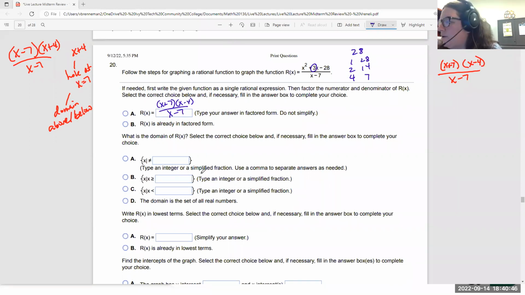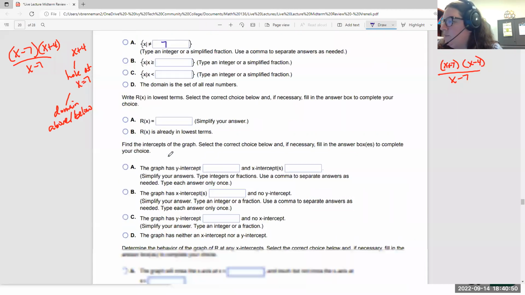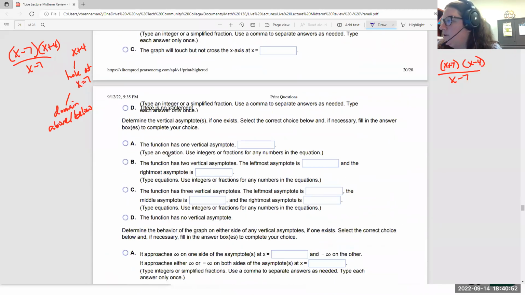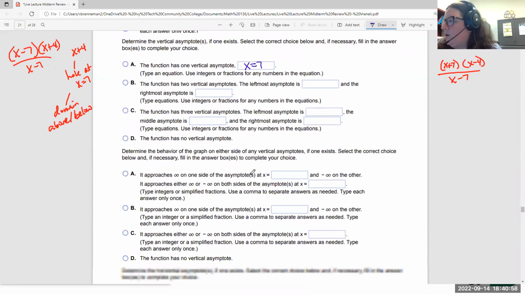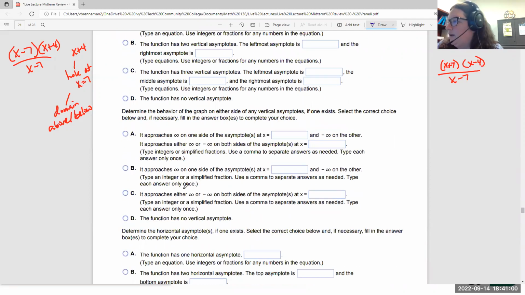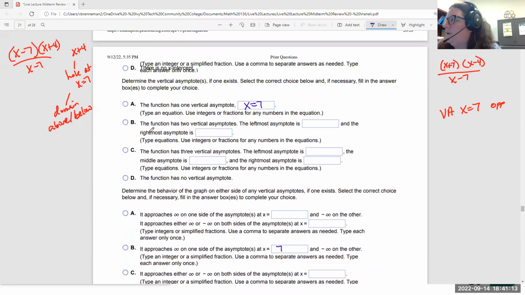The domain is going to exclude just the 7, and that's also going to be the vertical asymptote, x equals 7, just one of them. And it's not squared, so it's going to be infinity on one side and negative infinity on the other. No opposite behavior there. I just note for when I'm going to draw the graph.